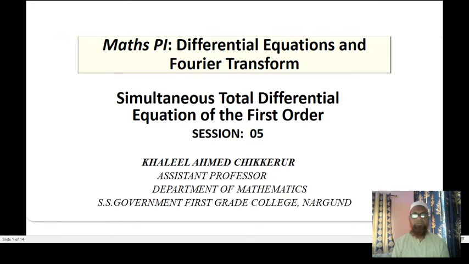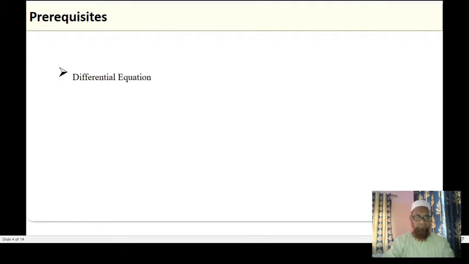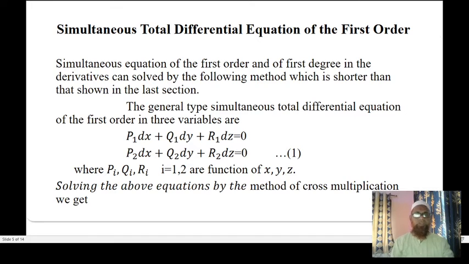Maths Paper 1, Differential Equation in Fourier Transform. Simultaneous Total Differential Equation of First Order. So in this session we discuss in detail the simultaneous total differential equation of first order. Simultaneous equations of the first order and first degree in the derivatives can be solved by the following method, which is shorter than that shown in the last session.